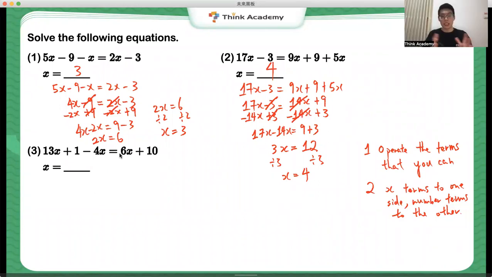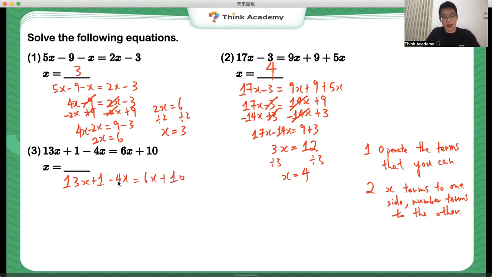So if you already understood what I say, you can just try to work it out on your paper, right? You don't even need to bother listening to me for this question because it's so similar with the previous two. So what I have on the left-hand side is 2 x terms. On the right-hand side, I have 1 x term, which means that I can operate on these 2 x terms together, yeah? So 13x adding 1, take away 4x is 6x adding 10.